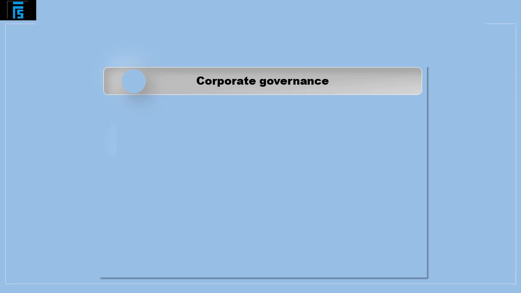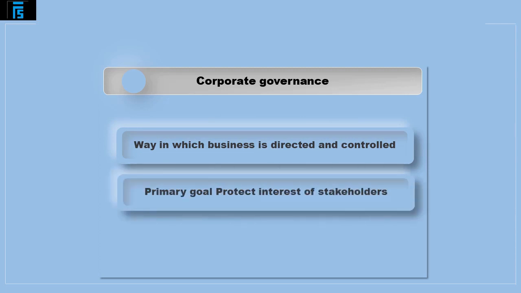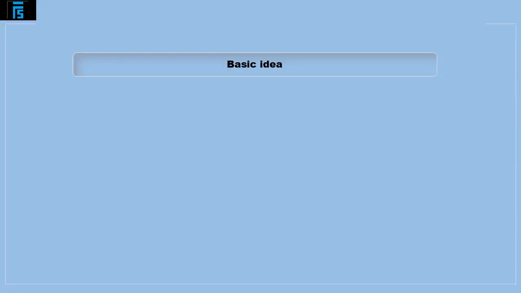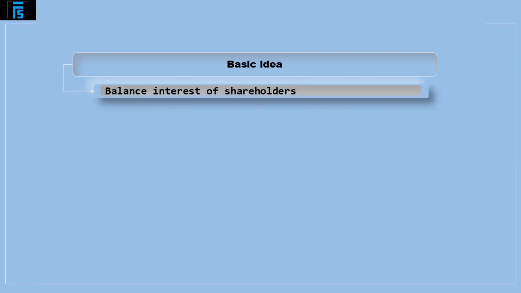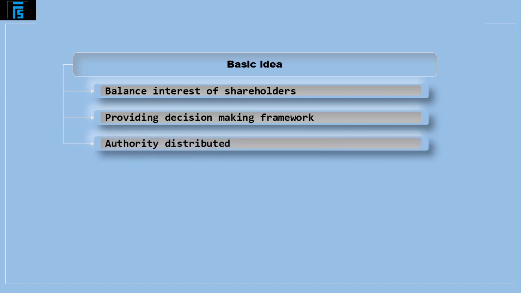Corporate governance may be defined as the way in which a business organization is directed and controlled. Its primary goal is to protect the interests of stakeholders and to ensure that the company as a whole acts in accordance with its values and ethical norms. The basic idea behind corporate governance is to balance the interests of a company's stakeholders, including shareholders, management, customers, suppliers, providers of finance, government and the community, by providing a decision-making framework which allows for the realization of the company's business objectives. Within the corporate governance framework, decision-making authority is distributed among the management and stakeholders.